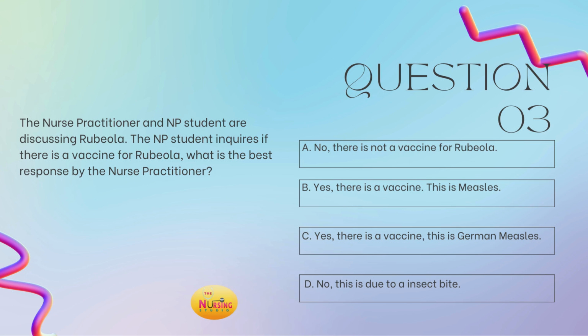All right, so the stem of the question states here, the NP student inquires if there's a vaccine for rubeola. What is the best response by the nurse practitioner? And the best response would be what? B, right? Yes, there is a vaccine. This is measles. Remember that rubeola is AKA measles. So you know we have our MMR vaccine, measles, mumps, and rubella, right? So we do have a vaccine for rubeola.